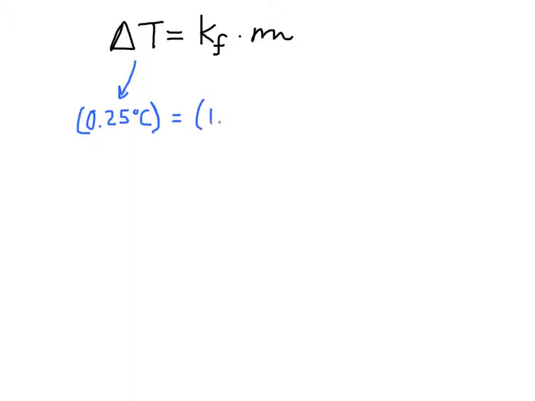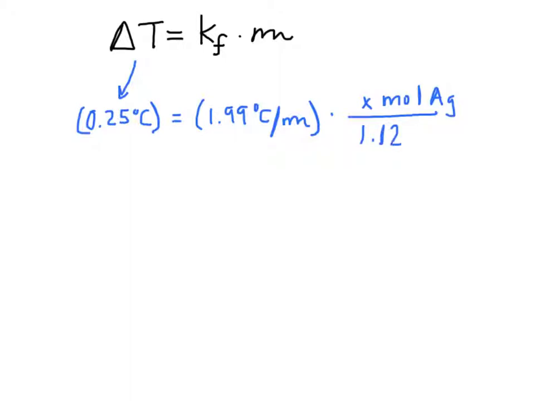That's 1.99 degrees Celsius per molal. And so we're going to want to solve for the molality, and actually really just the moles of silver. And we have 1.12 kilograms of ethanol. That's given to us in the problem.